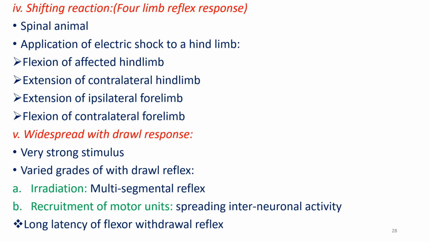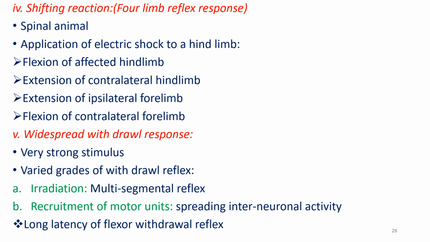Another important part we can say is the shifting reaction or forelimb reflex response. This response is not a part of the flexor withdrawal reflex which normally occurs in a normal person. This can be seen in the spinal animal when we apply an electric shock to a hind limb of a spinal animal. So there is flexion of the affected hind limb with extension of the contralateral hind limb and extension of the ipsilateral forelimb with flexion of the contralateral forelimb. So we need to be clear that this forelimb reflex response will not be seen in a normal individual but in a spinal animal.